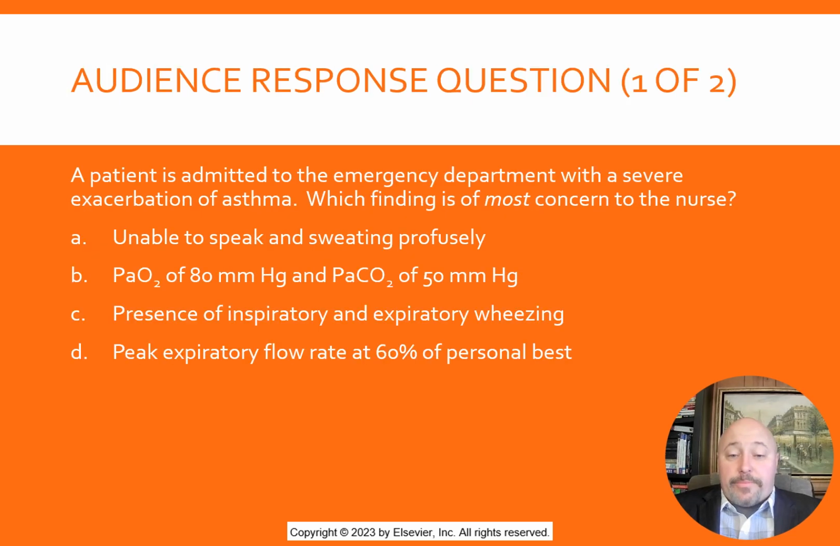A patient is admitted to the emergency department with a severe exacerbation of asthma. Which finding is most concerning to the nurse? A. Unable to speak and sweating profusely. B. A PaO2 of 80 and a PaCO2 of 50. C. The presence of inspiratory and expiratory wheezing. Or D. Peak expiratory flow rate of 60% of personal best.